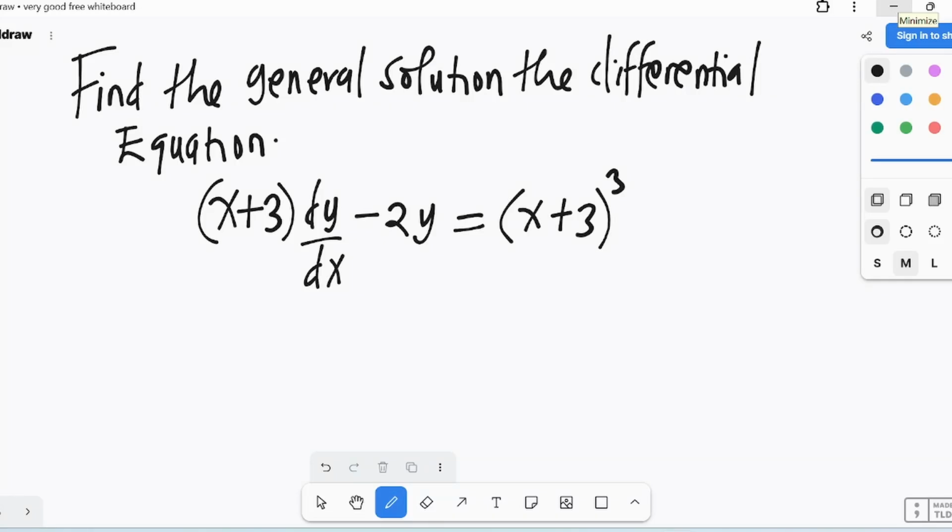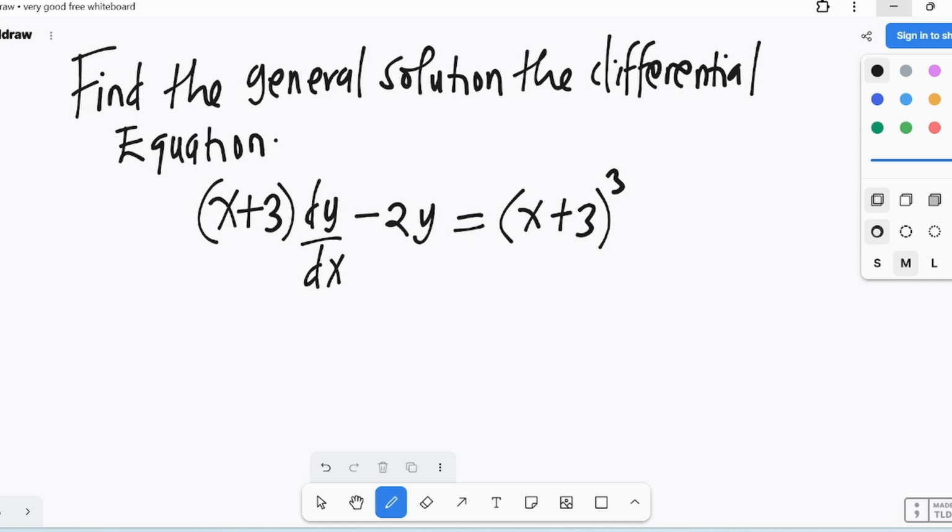Now, in this video, we are going to look at finding the general solution of a differential equation that looks like this: (x + 3) dy/dx - 2y = (x + 3)^3.